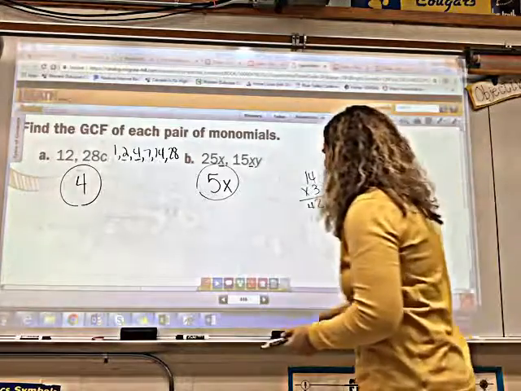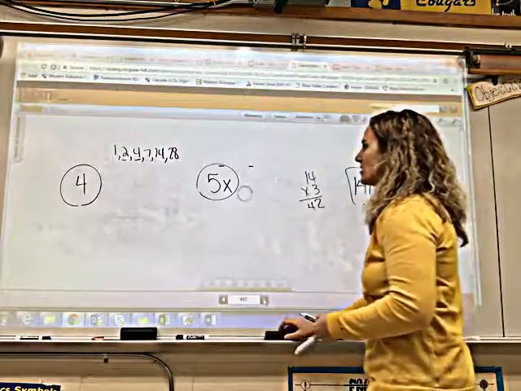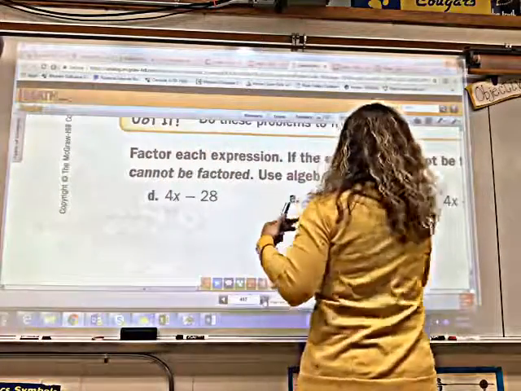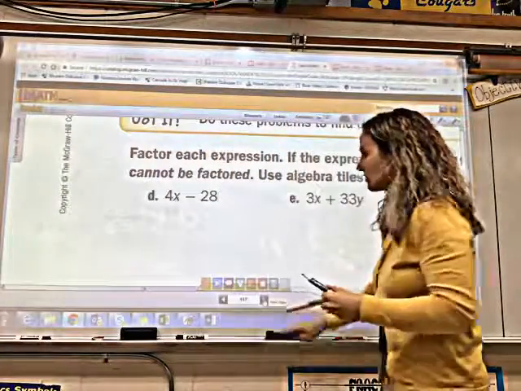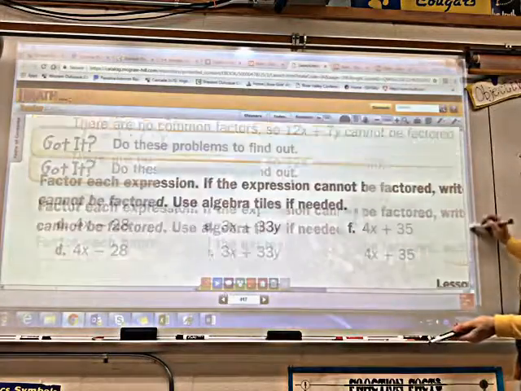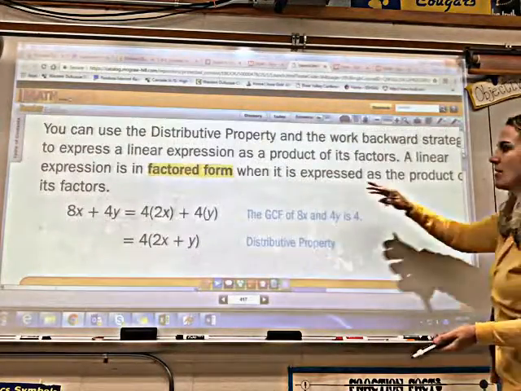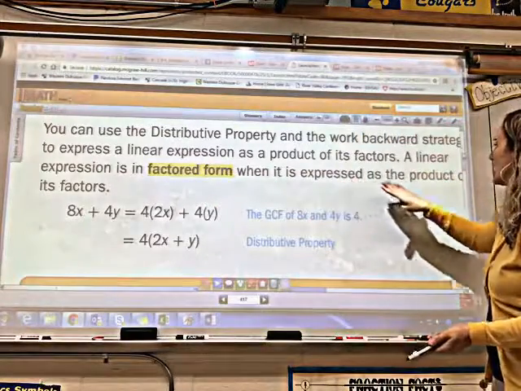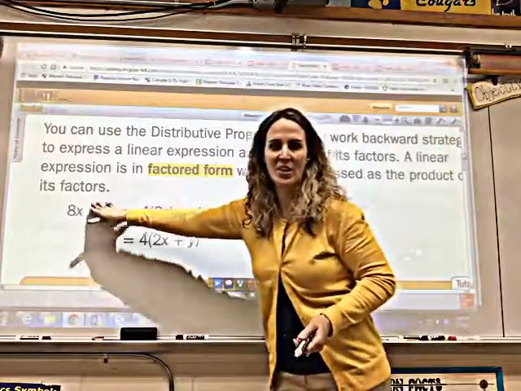Okay, next piece that we're going to look at is we're going to expand on this a little bit more. So we're going to be looking at situations that we kind of worked with prior to this lesson with your inquiry lab. We're talking about factored form and what that is. Okay, when it's in factored form, it's going to be expressed as the product of its factors.